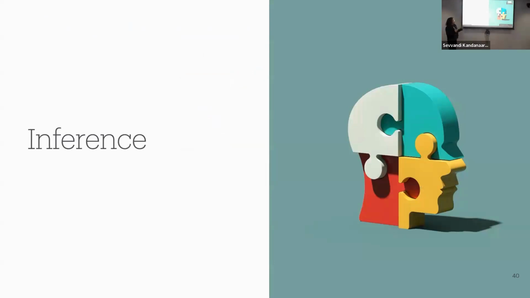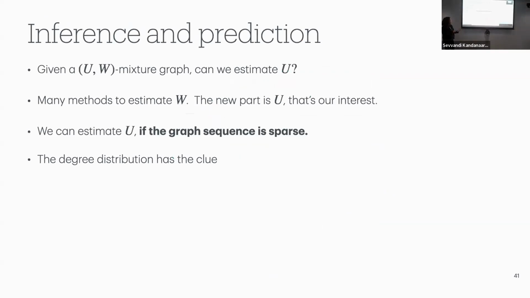And now, what about inference? If you are given a mixture graph, can you infer what these different components are? So if given a UW mixture graph, can we estimate U? We didn't look at estimating W because there are all these other methods to estimate W, and U is the new thing that we're introducing. So we focused on U. We can estimate U if the graph sequence is sparse. If it is dense, then it's not really that clear. In certain cases, you might be able to, but you might not be able to as well, because the dense part can drown the sparse part. But if it is sparse, you can estimate U.